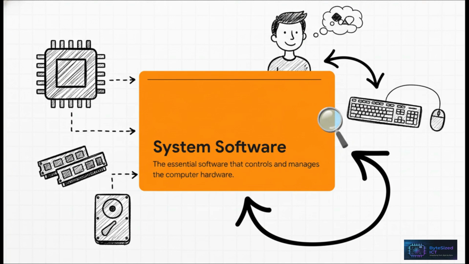So what is it really? Well, here's the bottom line. System software is the boss. It's the manager. Its entire job is to control all the physical parts of your computer. The processor, the memory, the hard drive, all that stuff. Think of it like this. It's the translator between you and the machine. Without it, your computer is basically just a fancy and very expensive paperweight.